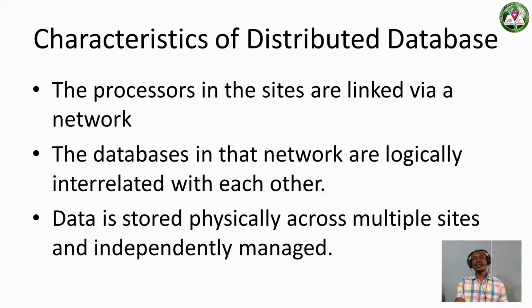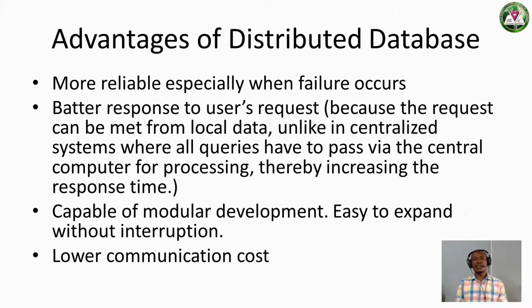Then we also looked at the characteristics of distributed database, where the processor sites are linked via network. The databases in that network are related with each other logically. Data is stored physically across multiple sites and independently managed. And the advantages here, we mentioned that the distributed database is more reliable, that it has better response to users' requests. We also say that it is capable of modular development and lower communication cost.